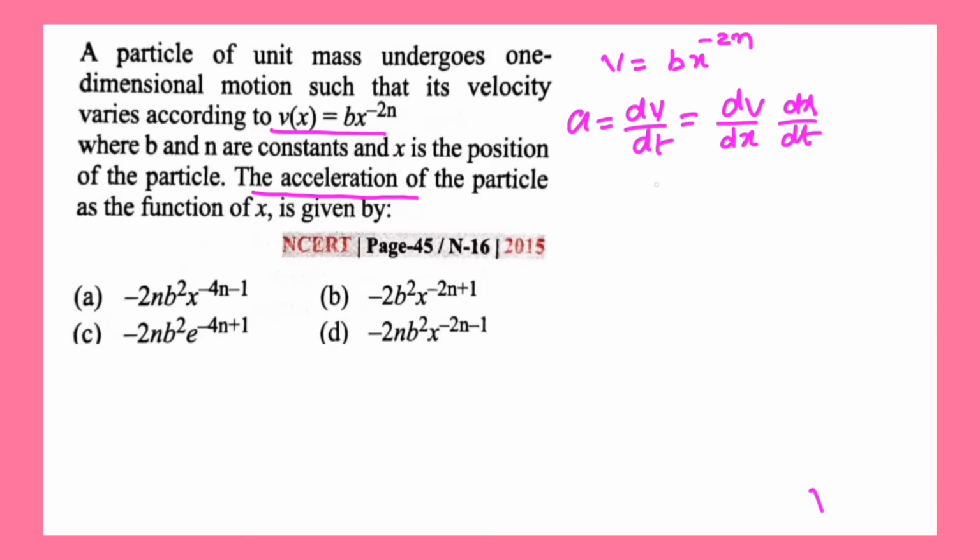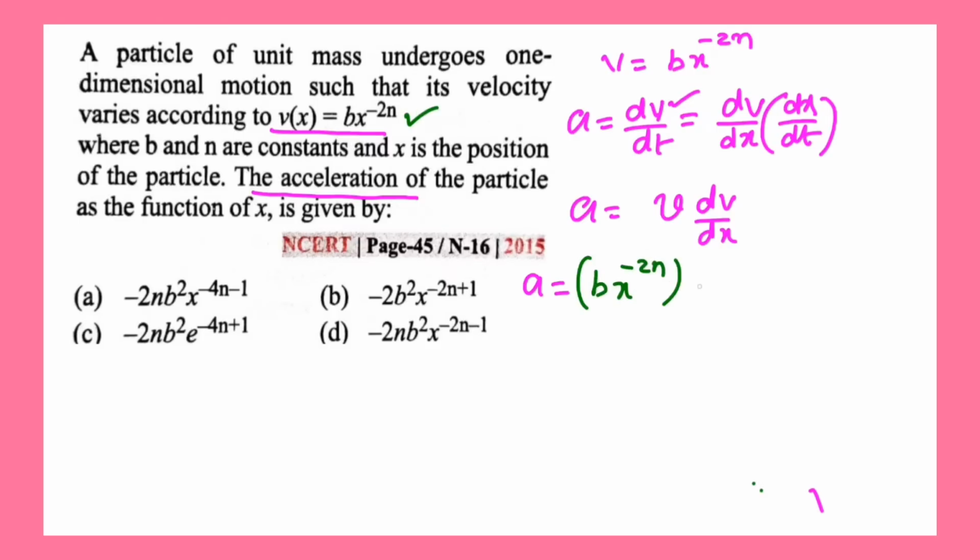Why are you going to write like this? Because if you multiply and divide with dx, the dx gets cancelled, and again you will be getting dv by dt only. So a is equal to, we can write dx by dt as v, because v is nothing but dx by dt, distance by time, and this can be taken as dv by dx. So in place of velocity, directly you can write this value, that is b x power of minus 2n, and d by dx of v. V means b x power of minus 2n.